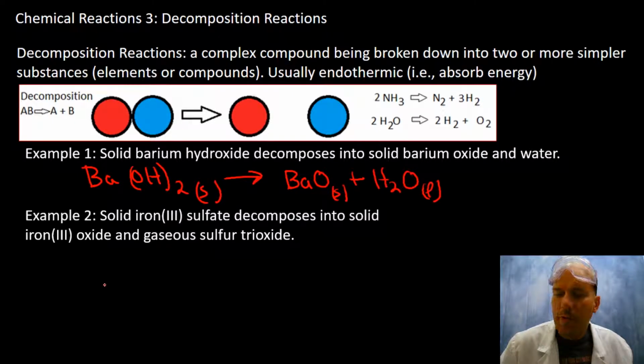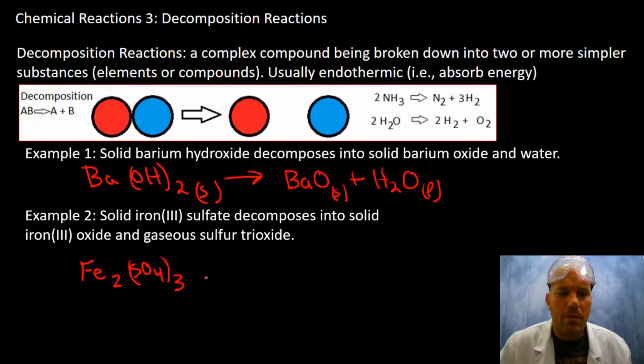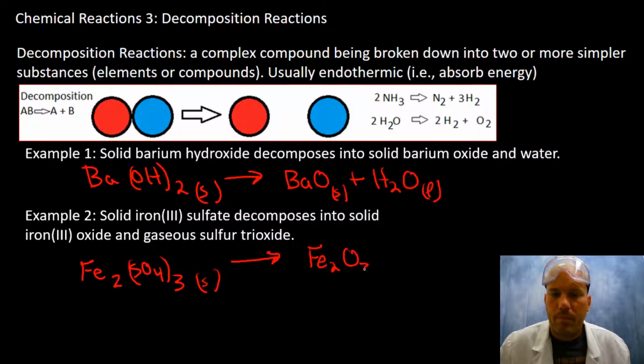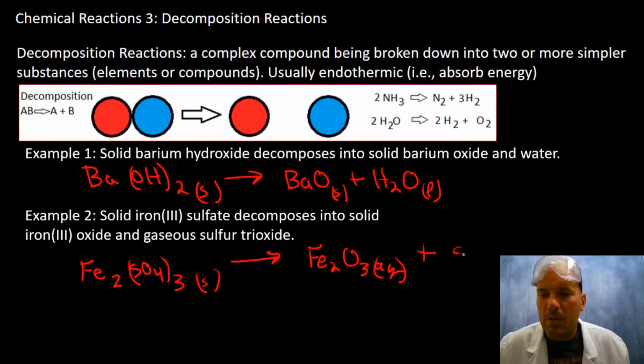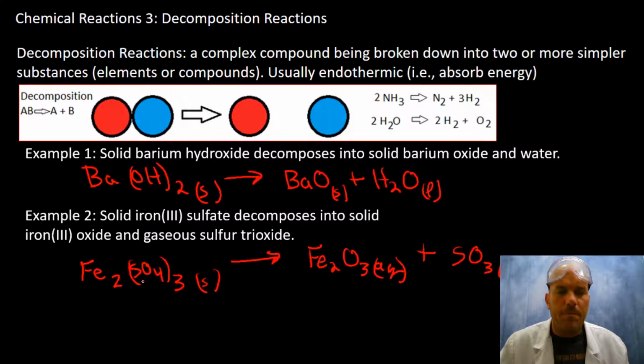Our next example here, we have solid iron 3 sulfate. So in order to make those charges equal to 0, the 3 is the charge of the iron, so we're going to have 2 of those. Sulfate is -2, so it's going to take 3 of those. And this is going to break down into solid iron 3 oxide and gaseous sulfur trioxide. 2 iron, 2 iron, 3 sulfur.